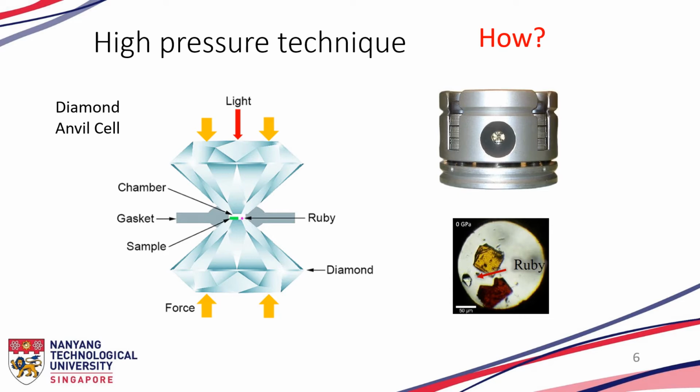This is how it looks if we take a micro photograph. In this case, these two crystals are our material under investigation, and this is ruby. So we measure luminescence of ruby to learn what is the pressure inside.